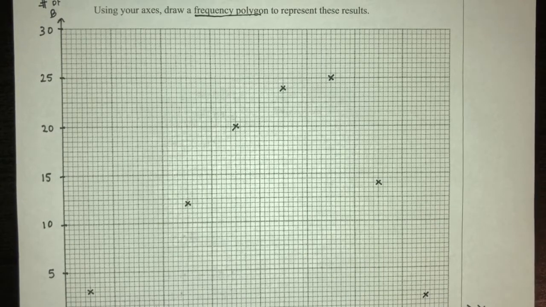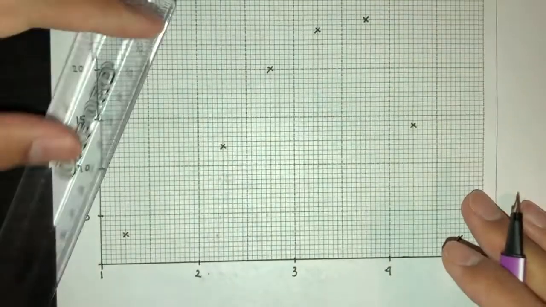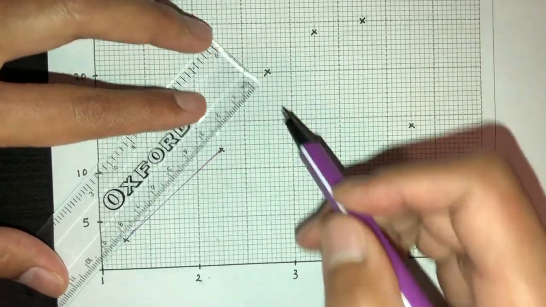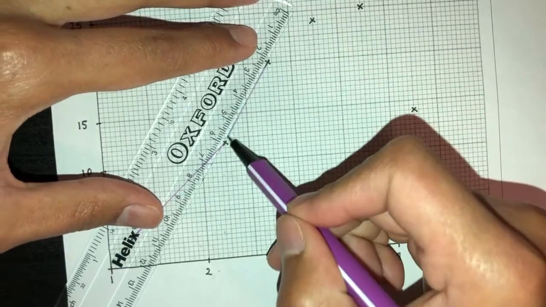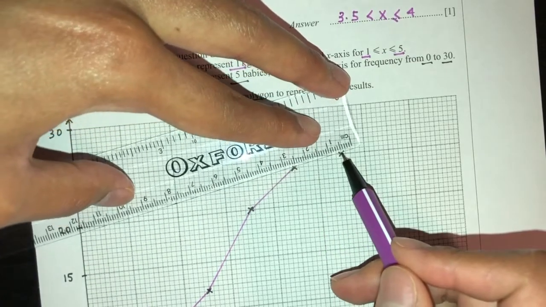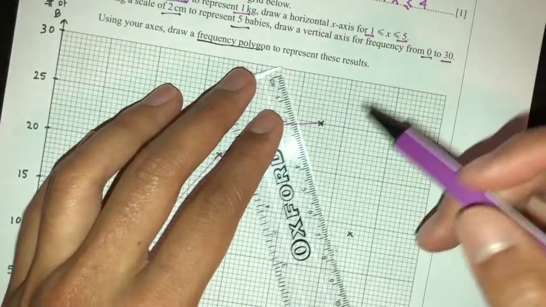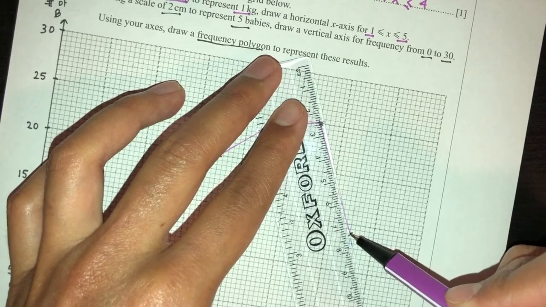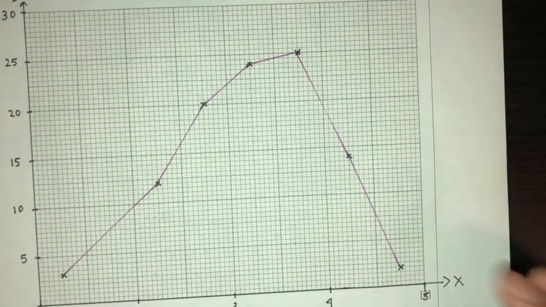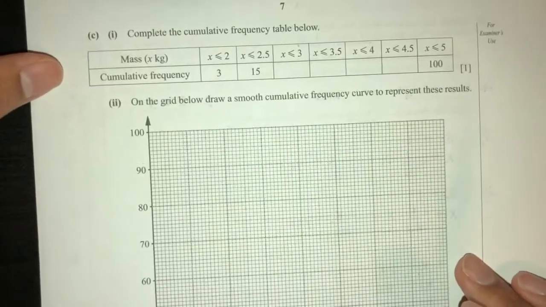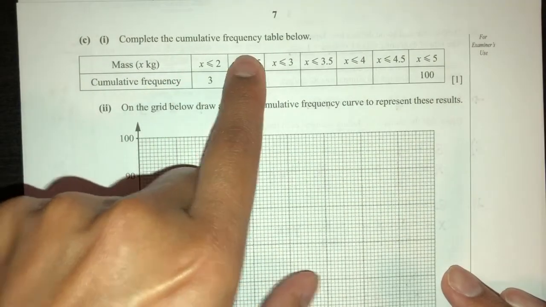So now we can join all the points by straight lines. So let's do that. So here we have this line, this line, this, and this. And this. So this will be your frequency polygon for this part B, for this table. Now let's move on to part C. Complete the cumulative frequency table below.